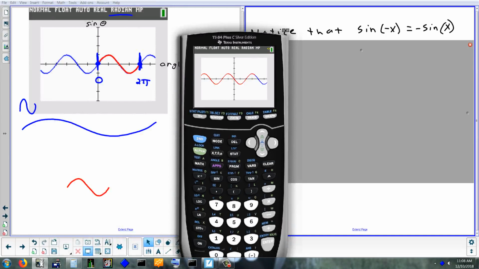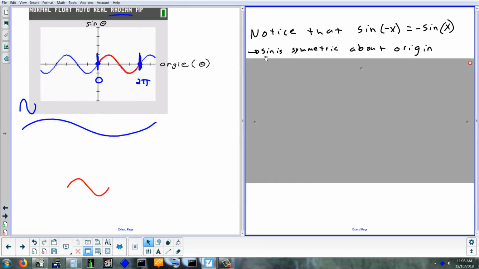What's the difference between when I put the negative on the inside or when I put it out in front? Okay. Nothing. They're the same thing. So what that means is this graph is symmetric about the origin. So there's a symmetry to that graph, and it's all centered around the origin.